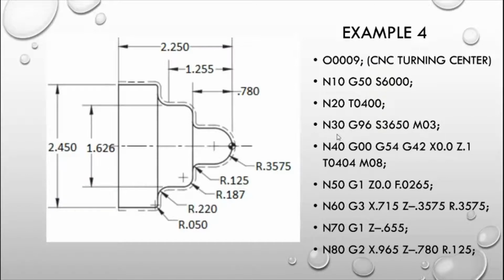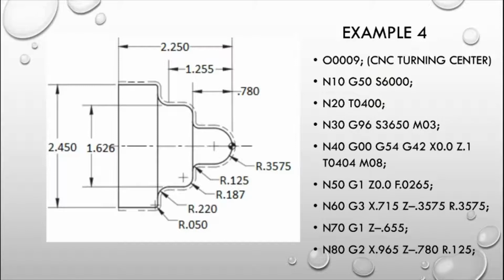N30 is the sequence number. G96 is constant surface speed, with a value of 3650. M03 is spindle on in the clockwise direction. N40 is the sequence number. G00 is rapid traverse. G54 is the work coordinate system. G42 shows tool nose radius compensation on the right side.